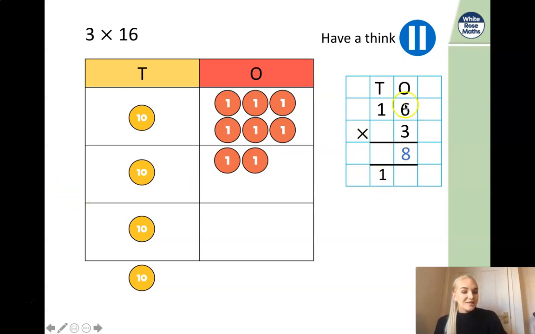We can also see that 6 multiplied by 3 gives us 18, and because 18 is more than 10, we carry the 10 under 2. We can then look at 1 multiplied by 3, so that gives us 3 tens here we can see, but we need to add 1 ten on. So that gives us 4 tens in total. So the answer to this question is 48.